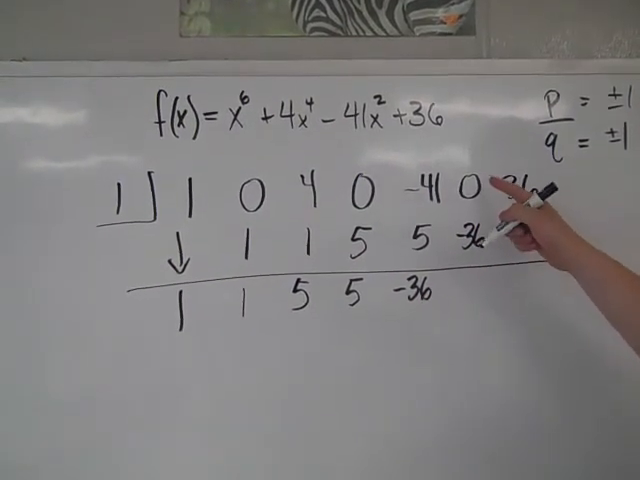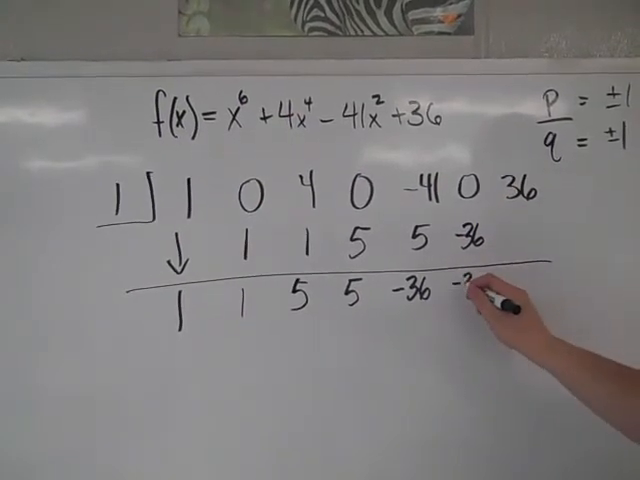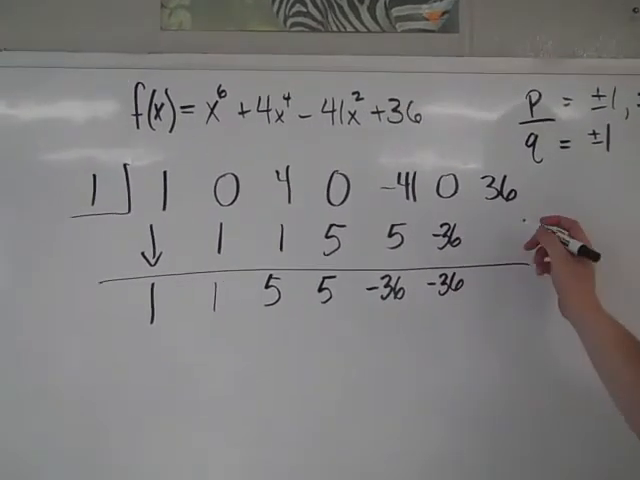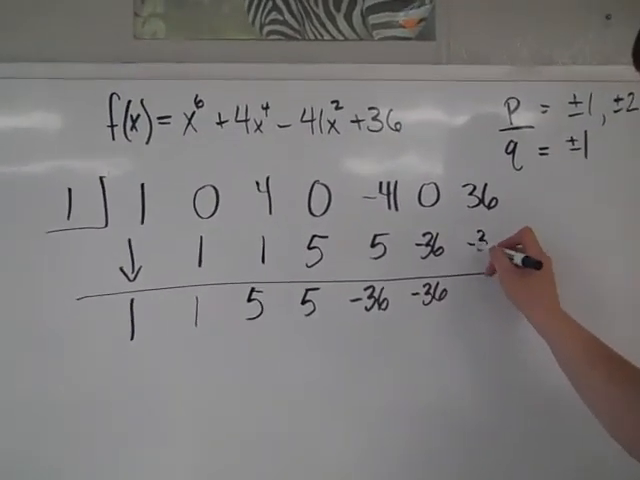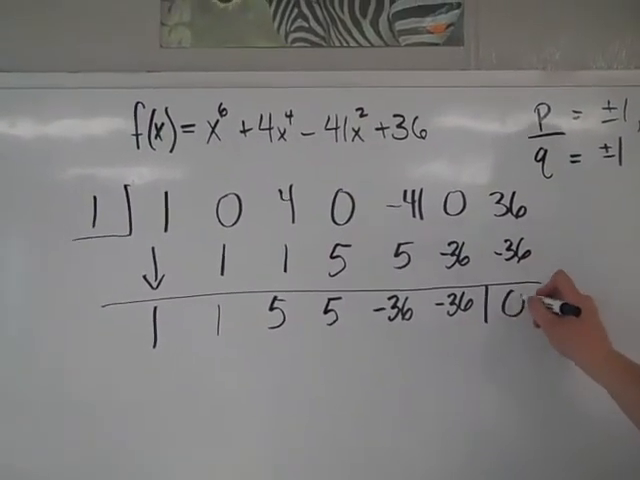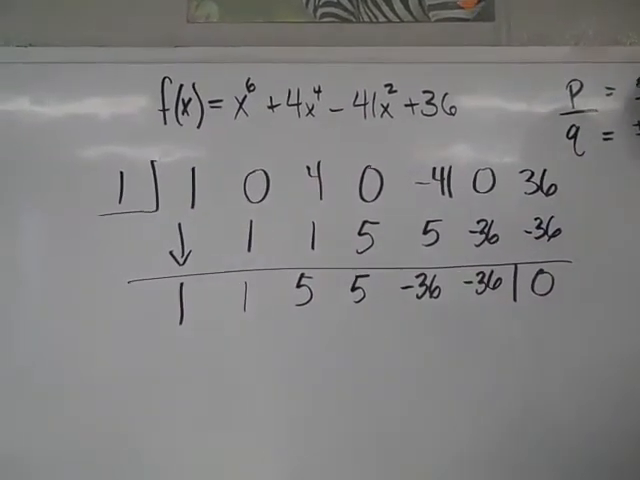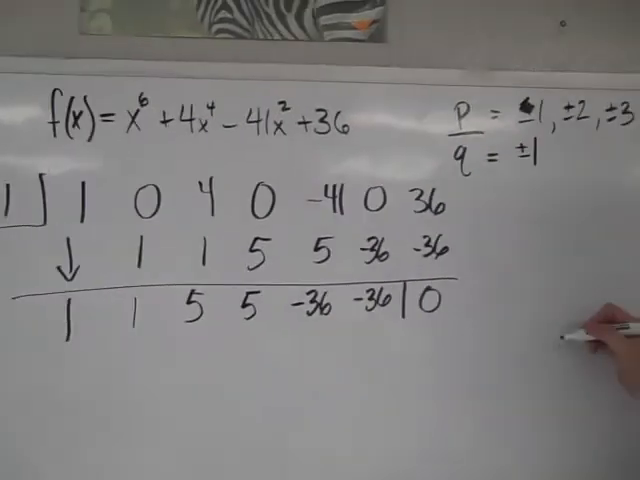I like the way this is headed. 0 plus negative 36 is negative 36. 1 times negative 36 is negative 36. So I do indeed have a remainder of 0. So 1's going to work. So I'm going to scribble out this plus 1. We tried that one and it works.